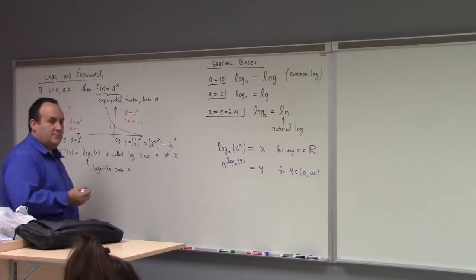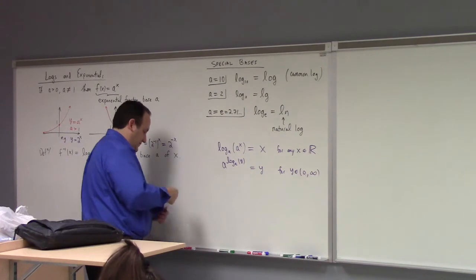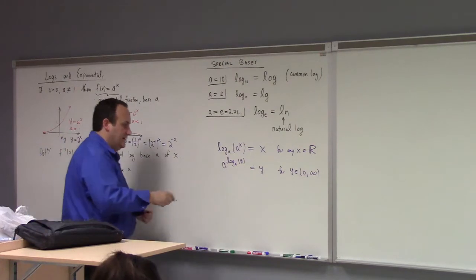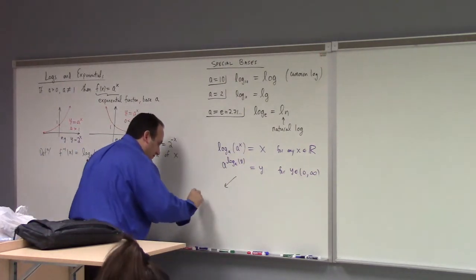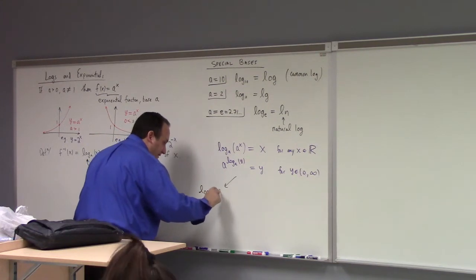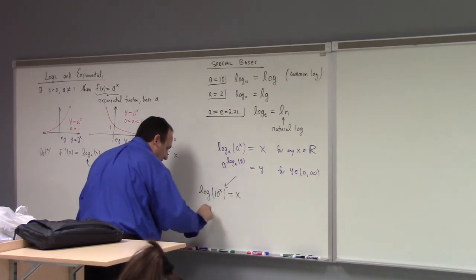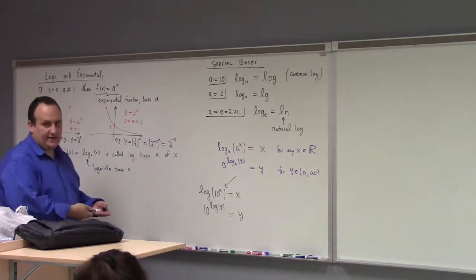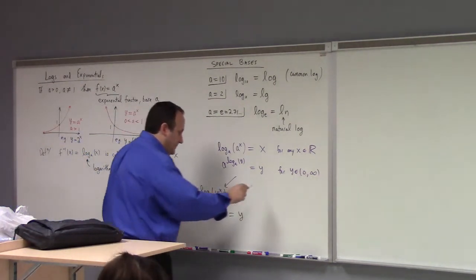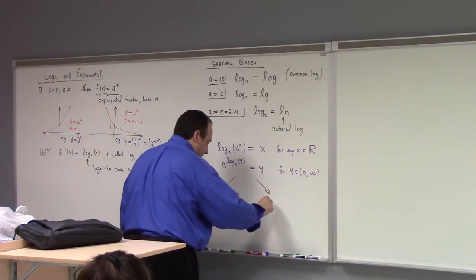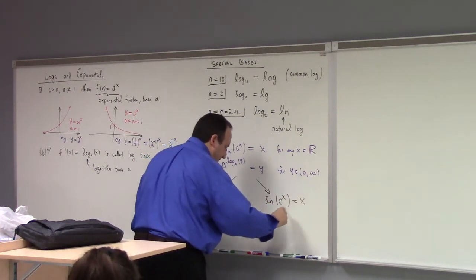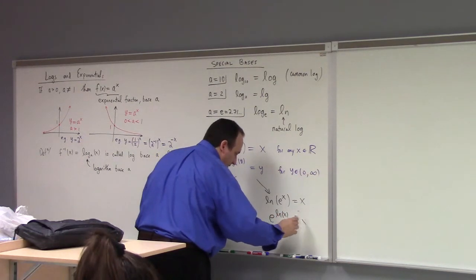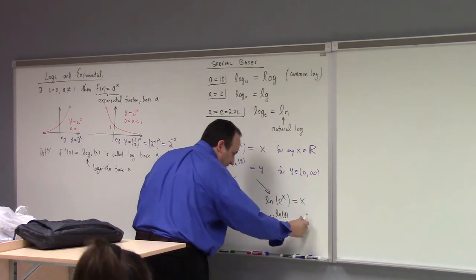Now, what do these two things look like when we specialize them to the other bases? These equations become the following. In base 10, we've got log of 10 to the x equals x, and 10 to the log of y equals y. So that's how this notation looks in the common logarithm. And in the natural logarithm, you've got natural log of e to the x equals x, and e to the natural log of y equals y.